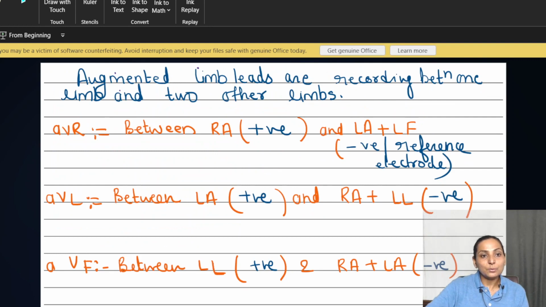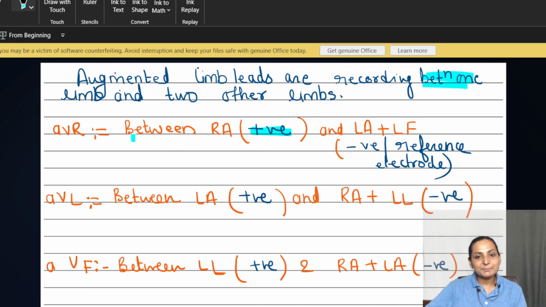So what is augmented? What was bipolar? Positive, negative. What was unipolar? Exploring electrode minus indifferent electrode. What is augmented? Augmented limbs are recording between one limb. The limb that is considered is going to be positive and the two other limbs are going to be negative. That means though augmented are unipolar, their arrangement is such that as if they are bipolar. Right, in bipolar we do positive minus negative, and in augmented what are we doing?